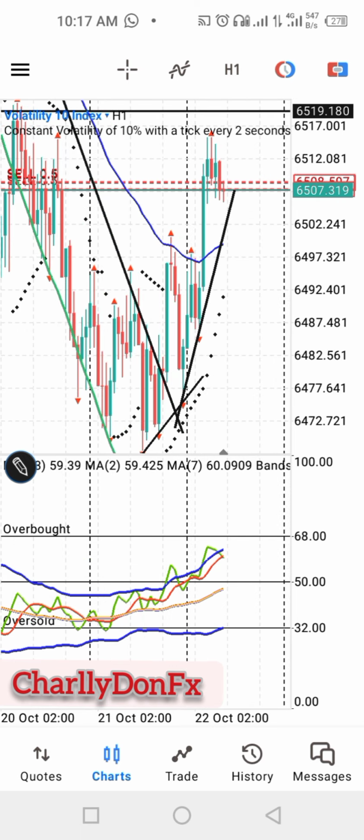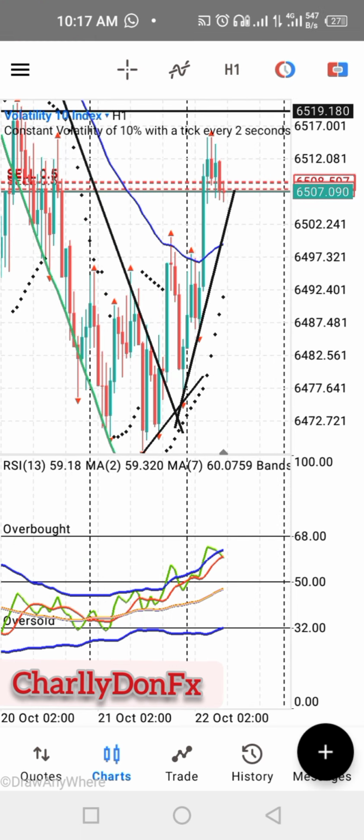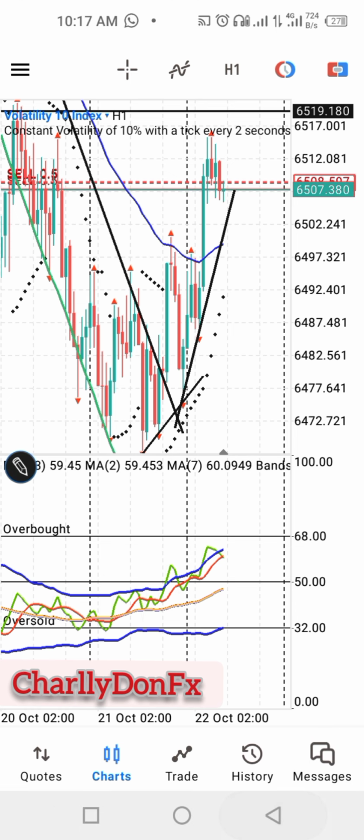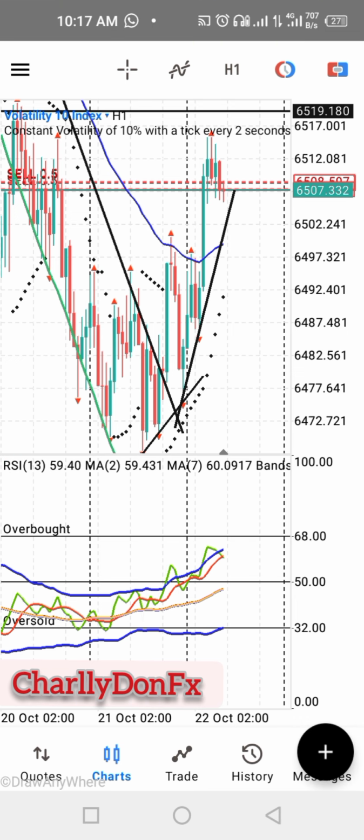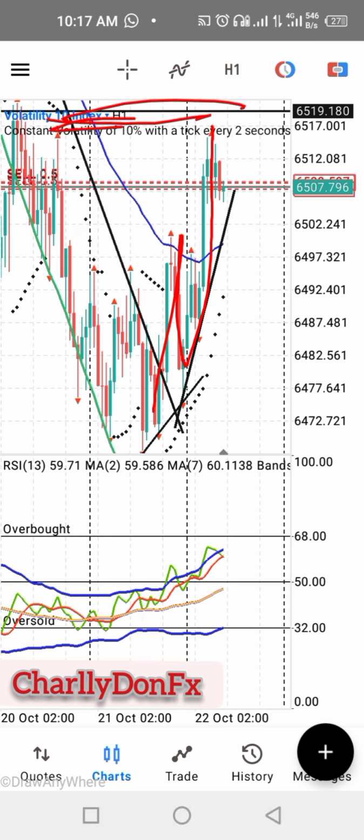Now take a look, guys. Look at where price closed above the trend line. I waited there for the retracement. The price went up and came down and retested. After the price retested, that was when I bought. It went up, so I took my profit at this resistance level. Can you see that?